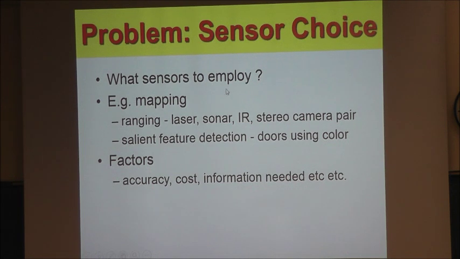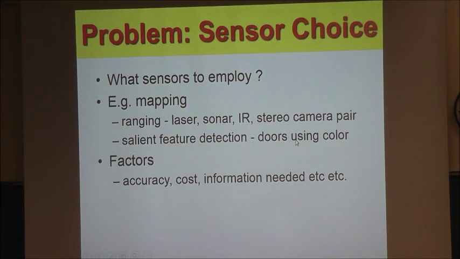So the question is what sensor to employ? If you need mapping, you need ranging: laser, sonar, IR, stereo camera pair, salient feature detection, doors using colors and so forth. Depending on your application and your mission or your research, you have to choose appropriate sensors. The factors are accuracy, cost, information needed, and so forth. Of course, in a university environment, the cost is important because we can't afford very expensive devices.